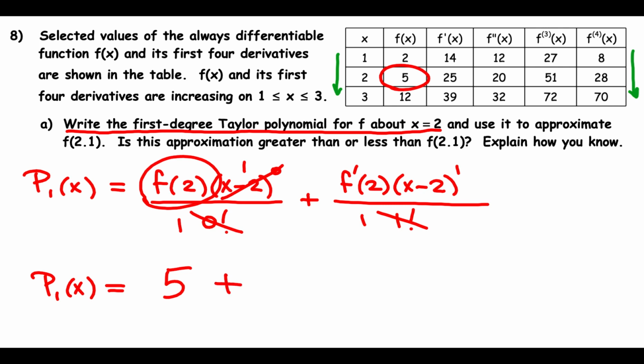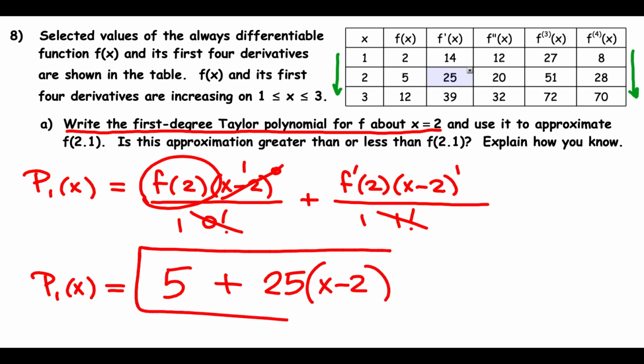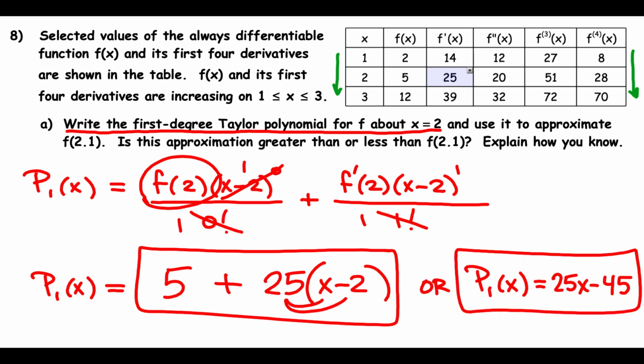Plus f prime of 2, and f prime of 2 is right next door. That's the 25. So we've got 25 times x minus 2. Okay, that's a perfectly fine answer. You don't have to simplify. If you do, you could say 25x minus 45 as well. But that's clearly not necessary.